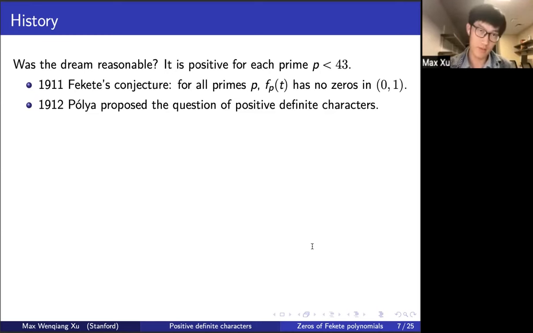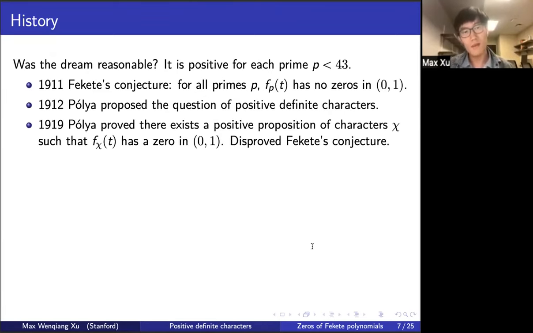And if this conjecture is true, then basically there's no zero for the L function arising from this family. And then in 1912, Pólya proposed the question of studying these positive definite characters. And we also mentioned these two problems are very closely related. But after a couple of years, Pólya himself proved that Fekete's conjecture is actually wrong. Because he found that a positive proportion of characters chi are such that f_chi(t) has a zero in (0, 1). So he can find, for a certain proportion of characters chi, that Fekete's conjecture is wrong.